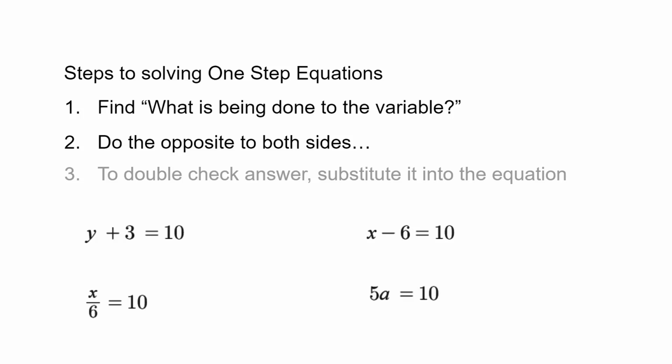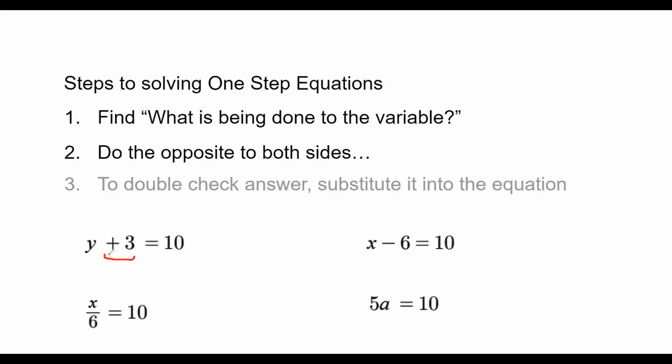But here's some example equations that are one-step equations, and let's look at what is being done to the variable in each case. So in this example, y plus 3 equals 10, we are adding 3 to y. So we would want to do the opposite of that to both sides. The opposite of addition is subtraction, and we would subtract 3 from both sides. So we would subtract 3 here, and we would subtract 3 there. I'm not going to solve this because we'll do that on the next page.